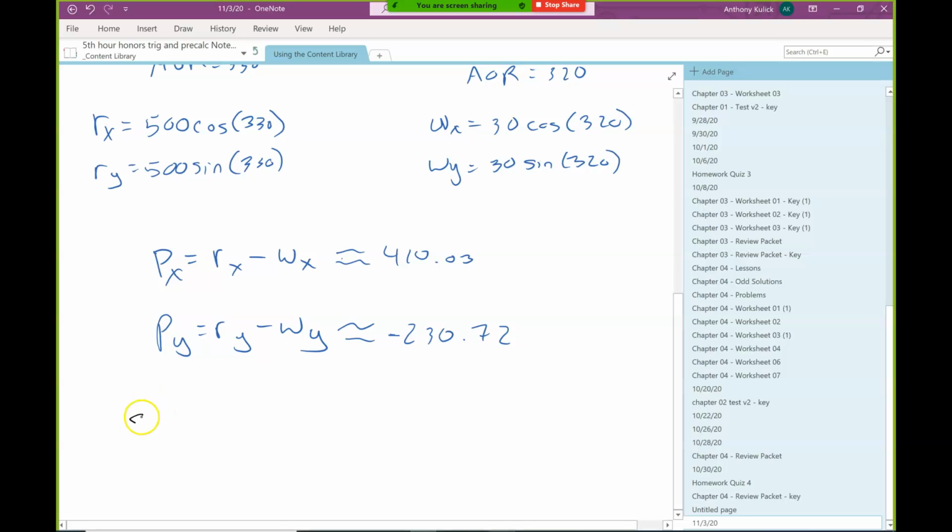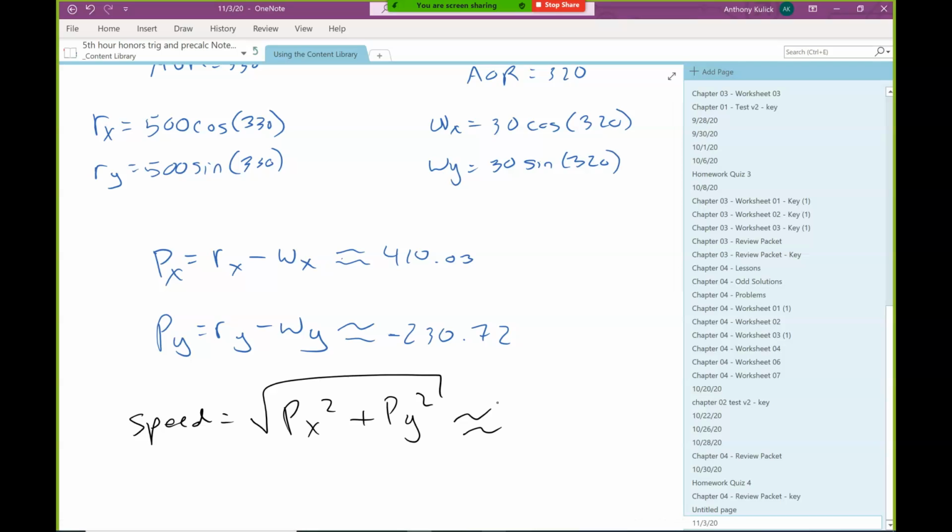Okay. So my speed is just going to be basically the Pythagorean theorem on those two components. So I type those two into my calculator. Again, my emulator wasn't showing up, so I'm just going to do this on my tabletop calculator. So 470.48 miles per hour.